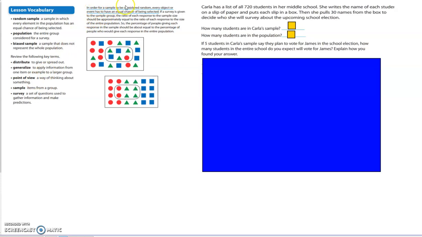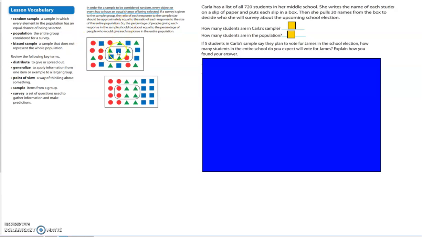So in order for a sample to be considered random, every object, this is important, every object has to have an equal chance of being selected. So if a survey is given to a sample group, the ratio of each response to the sample size should be approximately equal to the ratio of each response to the size of the entire population.